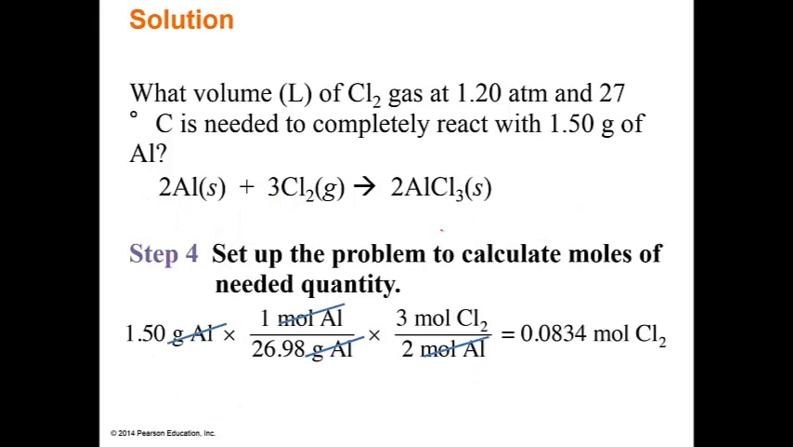All right. So step 4, how do we figure it out? We need to calculate the moles of the quantity needed. Well, we have 1.5 grams. We know that there's 26.98 grams in a mole of aluminum. So we're going to divide 1.5 by 26.98. Then we're going to take that and multiply by 3 and then divide by 2, because we want the moles of aluminum to cancel out, leaving us with the moles of chlorine. So we need 0.0834 moles of chlorine to complete this reaction.